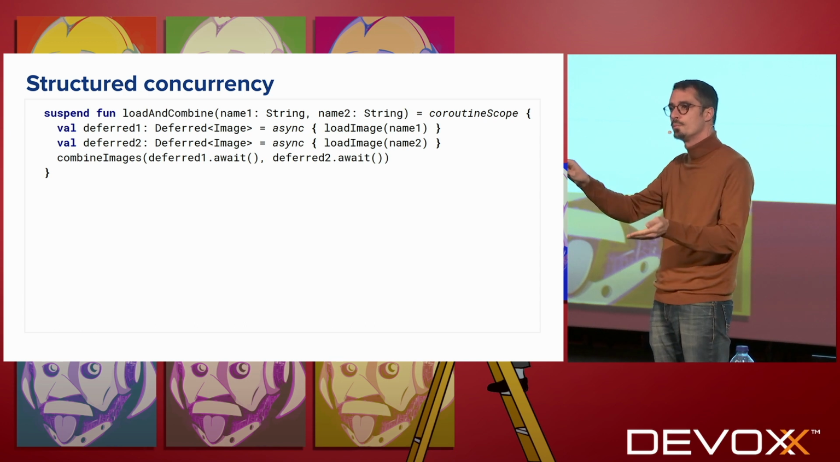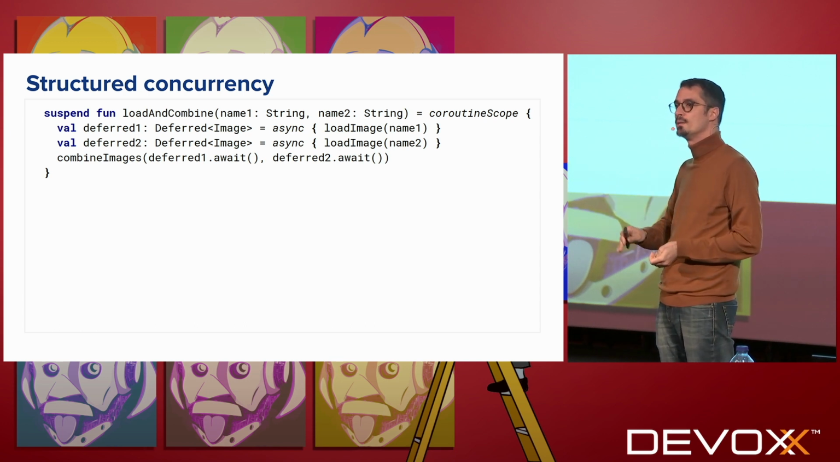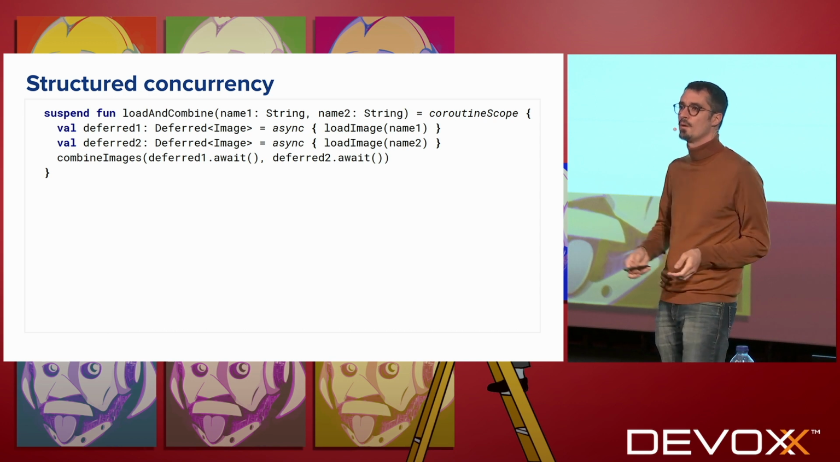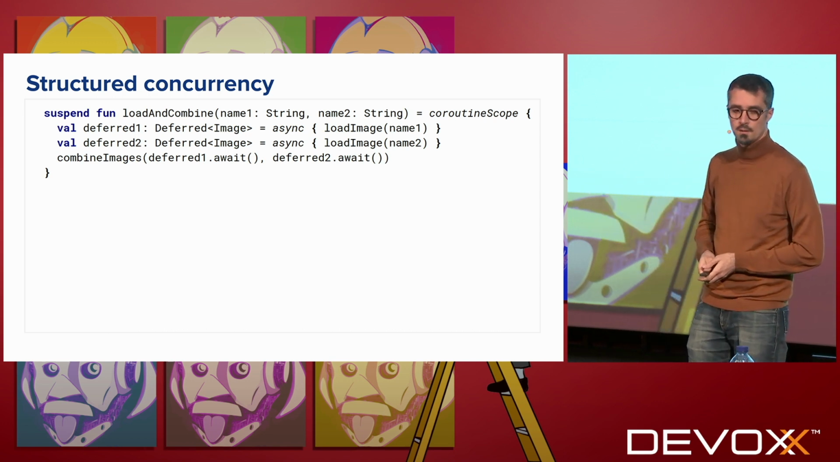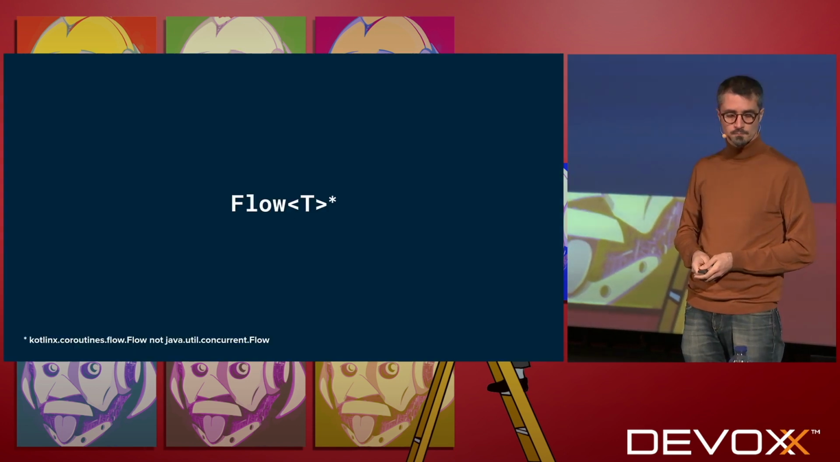We define a scope to specify that when image 1 or image 2 loading throws an error, you have to cancel the other asynchronous operation. Okay? So think about it like a transaction, but for this asynchronicity topic.